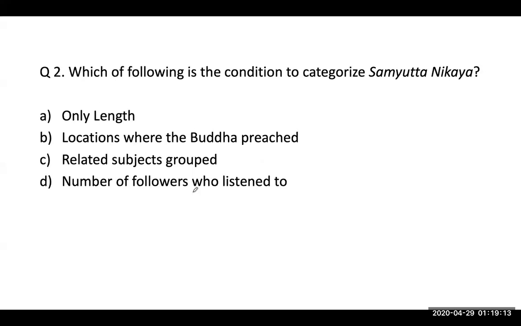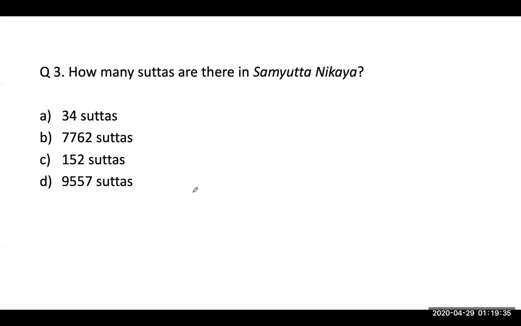The second question: what is the condition to categorize the Samyutta Nikaya? What is the main factor to put a certain sutra into the Majjhima Nikaya, the Digha Nikaya, or the Samyutta Nikaya? What is the primary key to categorize the Samyutta Nikaya? You can also find the answer from the beginning of this video. How many sutras are there in the Samyutta Nikaya? Also, you can find the answer by listening to this video.